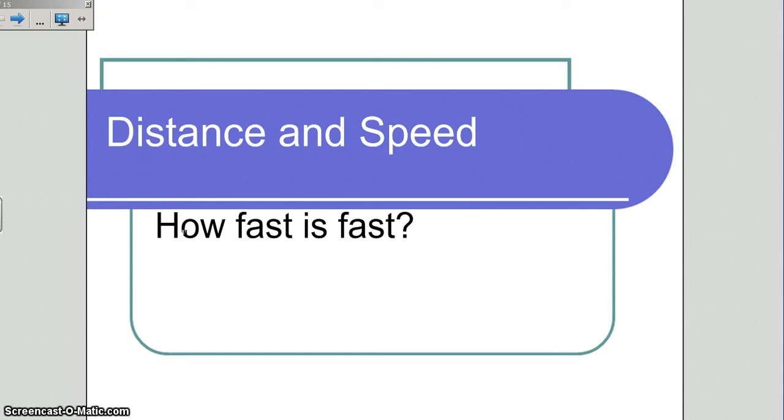So, what we're going to talk about tonight is distance and speed. So, how fast is fast? This is a really easy concept that I think most people confuse a lot. They use the words speed and velocity interchangeably, and hopefully by the end of the night you'll realize that they're not actually interchangeable at all.